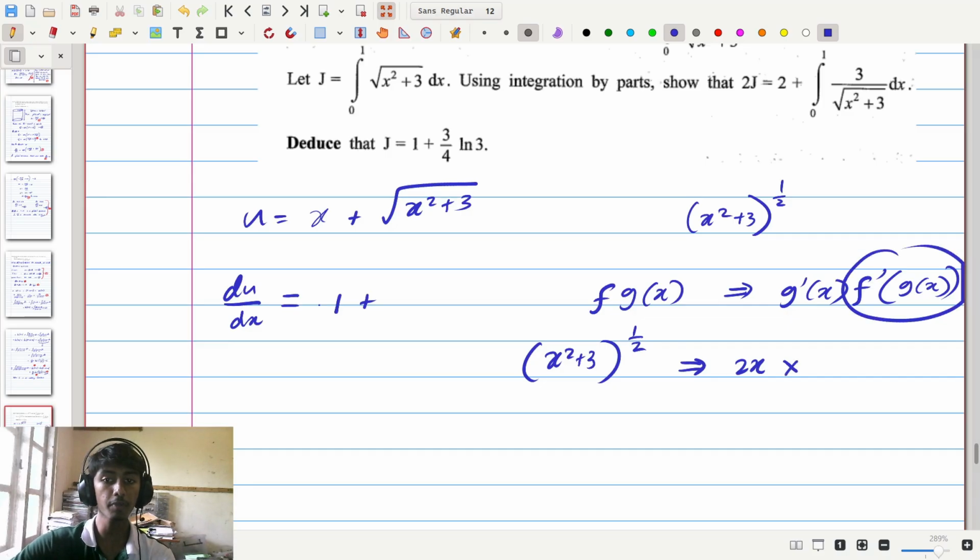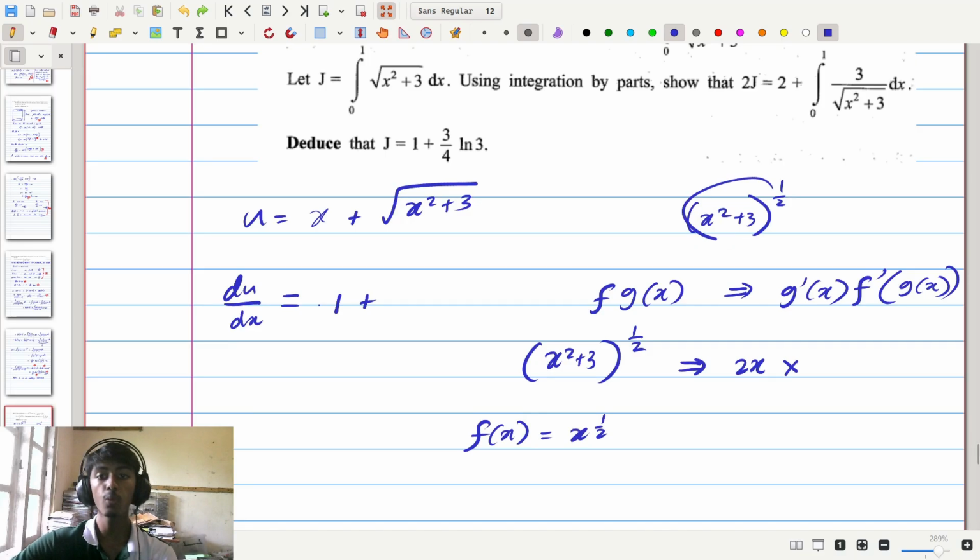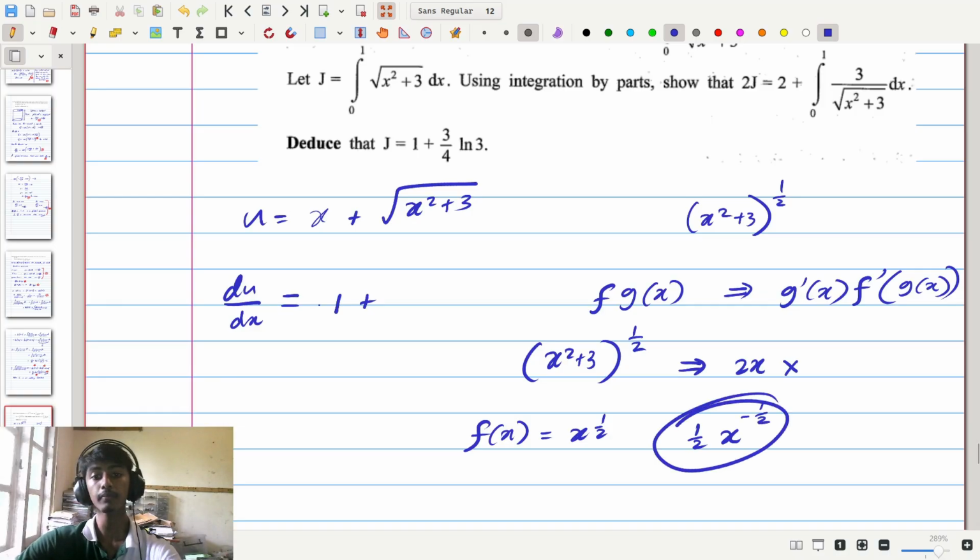Now considering f prime x, f of x in this case is x to the power of a half. Since we input g of x, which is x squared plus 3, we are taking the power of a half of that function. As we know, whenever you have x to the power of n, the derivative is n x to the n minus 1. So the derivative here is going to be half times x to the power of half minus 1, or negative half. So f prime of x is going to be this.